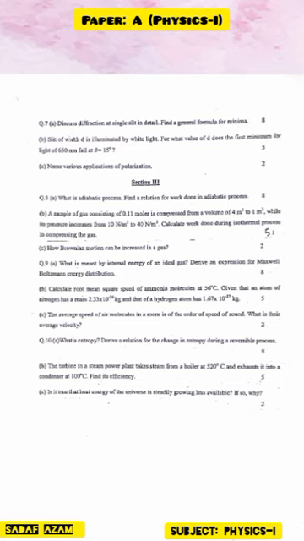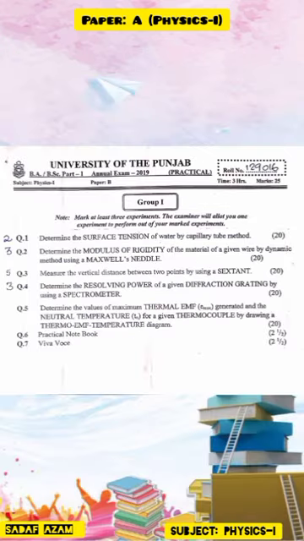Question number 10A. What is entropy? Derive a relation for the change in entropy during a reversible process. B. The turbine in a steam power plant takes steam from a boiler at 520 degrees centigrade and exhausts it into a condenser at 100 degrees centigrade. Find its efficiency. C. Is it true that the heat energy of the universe is steadily growing less available? If so, why?